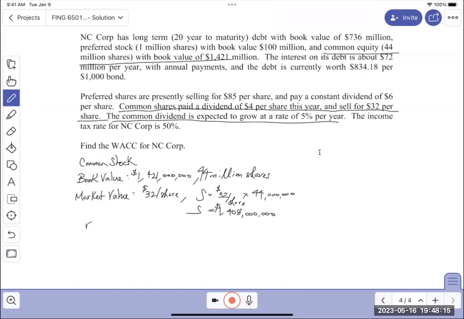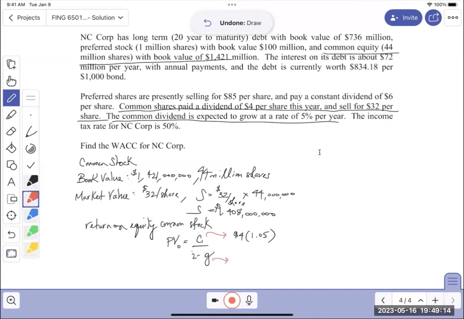Okay, so now let's get the return on equity for common stock. What information do I have? I have information on the dividend paid this year, be careful, and the price and the growth rate. So this is the dividend paid this year, so that means I have the dividend this year, so I can figure out the next dividend. It's going to be $4 times 1.05. I know that this is 5%.